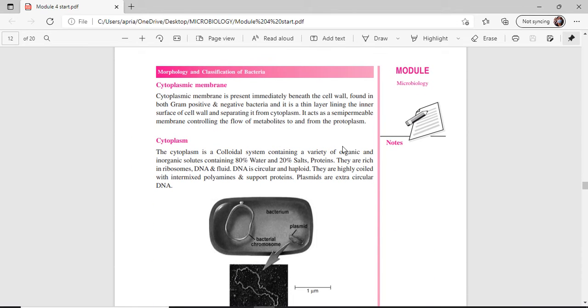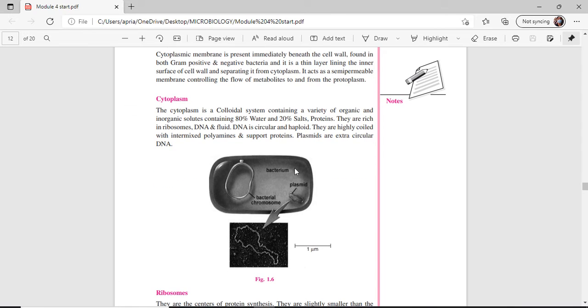Next, the part or structure is your cytoplasmic membrane. Okay, your cytoplasmic membrane is present immediately beneath the cell wall. Found in both gram-negative and gram-positive, it is a thin layer lining the inner surface of your cell wall and separates it from your cytoplasm. It acts as a semi-permeable membrane controlling the flow of your metabolites to and from the protoplasm. Okay? Your cytoplasm naman yung class. Okay? The cytoplasm is a colloidal system containing a variety of organic and inorganic solutes, containing about 80% water and 20% salt, protein, and they are rich also in your ribosomes and RNA and fluid. Your DNA is a cellular haploid and they are highly coiled with intermixed polyamines and supporting proteins.